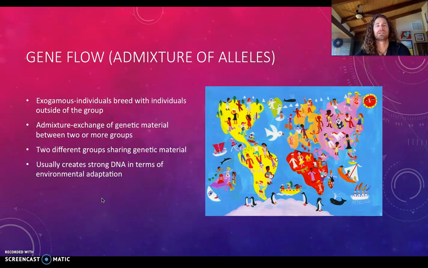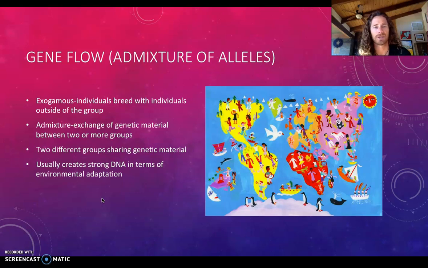Gene flow is simply admixture. So this is different. This is two different populations blending, reproducing to create new offspring. Exogamous is individuals breeding with individuals outside of the group. And again, it's an admixture. It's an exchange of genetic material between two or more groups.